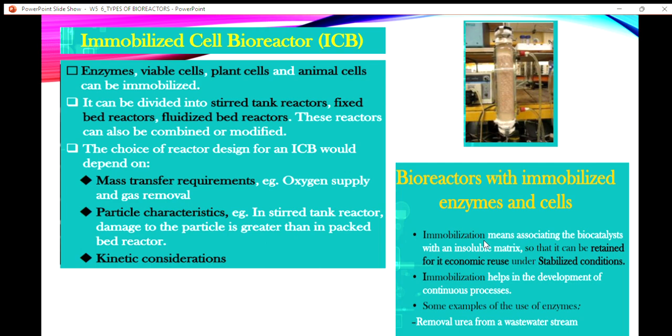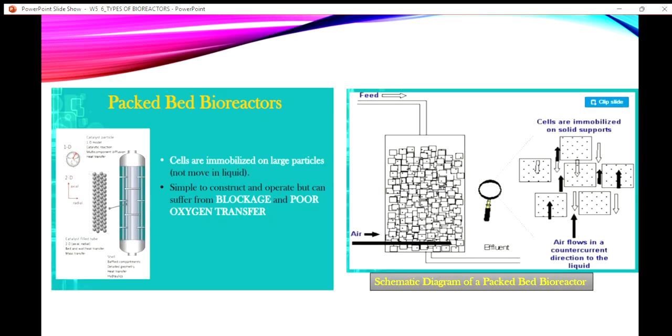So what is an immobilized cell? Immobilized means that the biocatalyst or the enzyme is immobilized with an insoluble matrix. So it means that your cell cannot move freely. It will be attached on the surface of your support material. So this is an example.